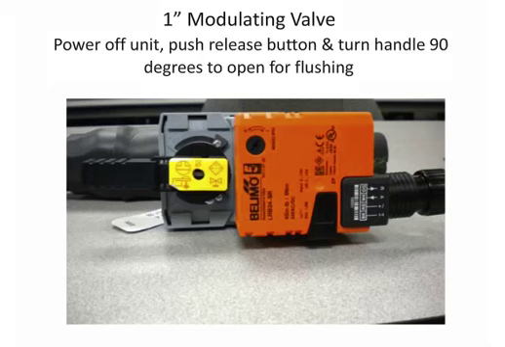And for the 1-inch valve that's built inside, again, that's a Belimo internal modulating valve, you power the unit, push and release the button. You can see a button there near that electrical connection. Then turn that handle 90 degrees. That opens it, again returning it back when you're done.